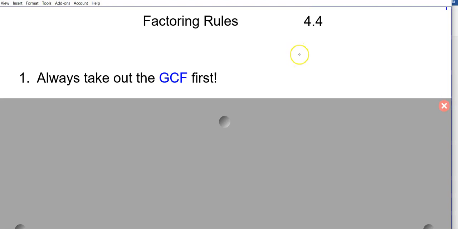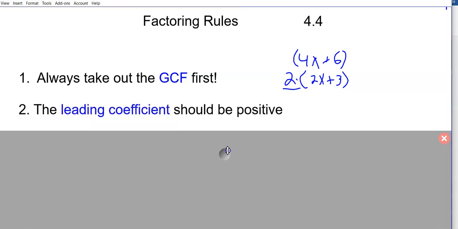If you have something like 4x plus 6, you would take out the GCF, which is 2. That would be 2 times (2x plus 3). Right, so that's part of the factoring. It's just a GCF. You keep it there, but always take out the GCF. It'll make everything easier. It'll make your life easier taking out the GCF.